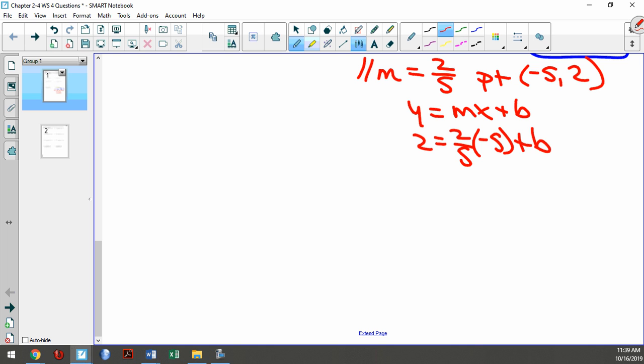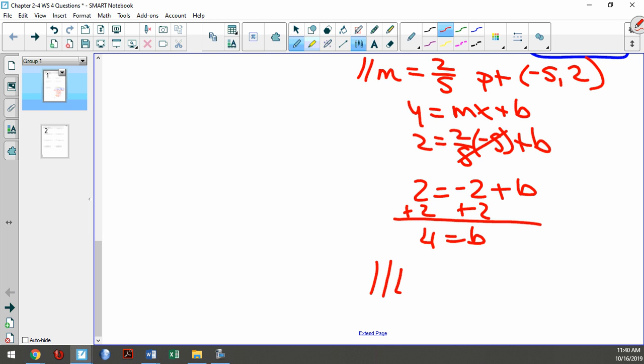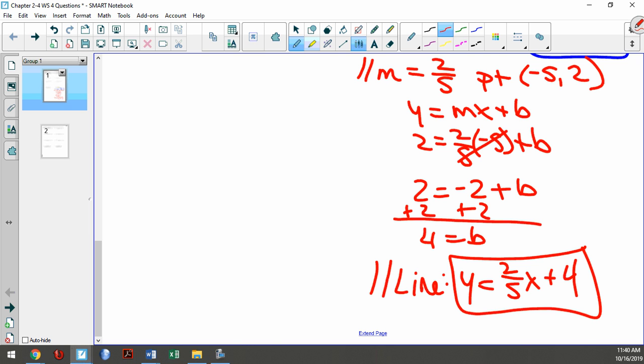So now what happens to the 5s? They cancel out, so I have 2 is equal to -2 plus b. Now what do you do? Add 2 to both sides. So 4 is equal to b, so my parallel line is going to be y is equal to 2/5 x plus 4. Does that make sense? Yes, better? Okay. Any other questions on the front?